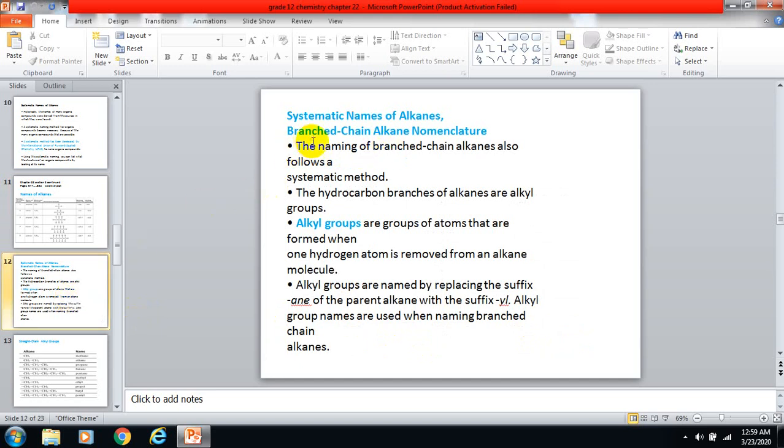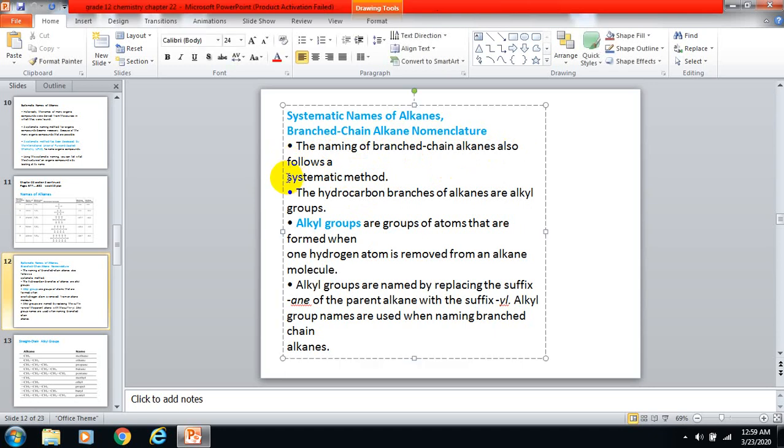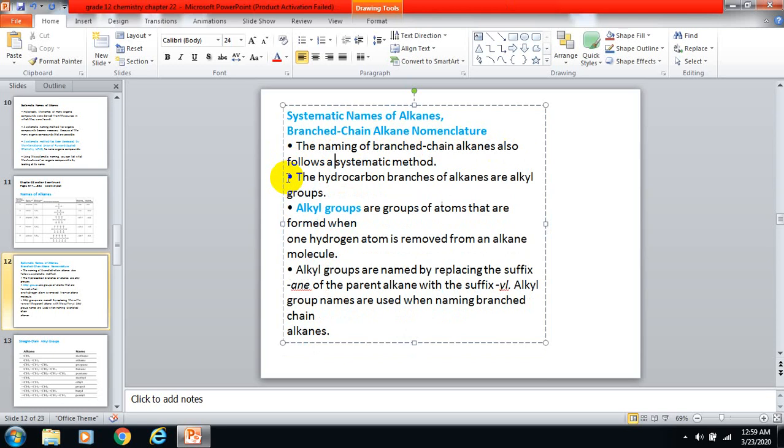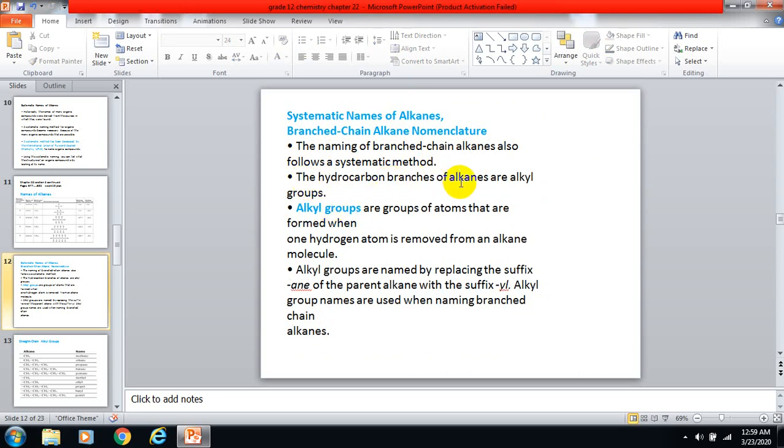Systematic names of alkanes. Branched chain alkanes nomenclature. The naming of branched chain alkanes follows a systematic method. The branches of alkanes are alkyl groups. Remember alkyl groups, okay? Alkyl groups are groups of atoms that are formed when one hydrogen atom is removed from an alkane molecule.